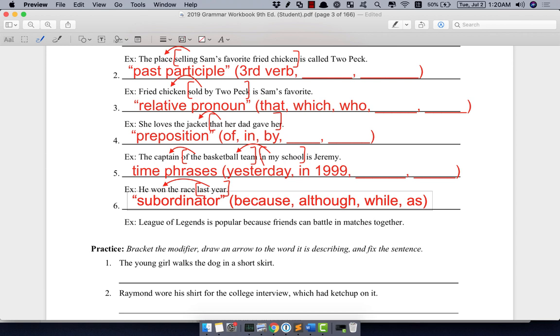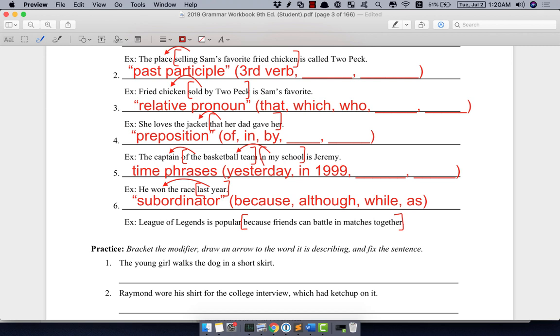Where do you see the subordinator? Bingo, you're so smart. The word because here is a subordinator. Because what? Because friends can battle in matches together. This whole thing is one phrase, so put the bracket around the whole thing here.